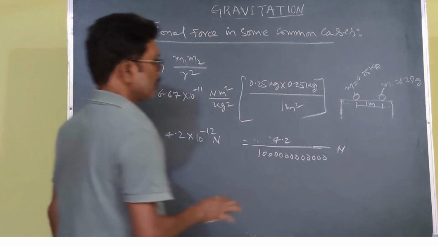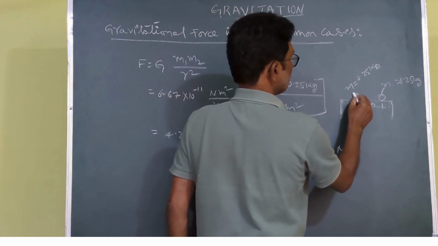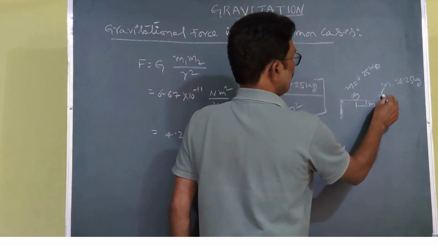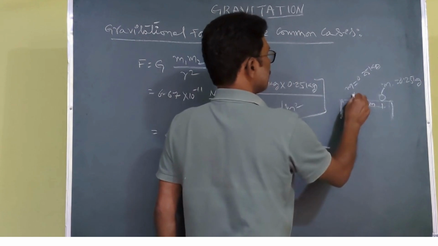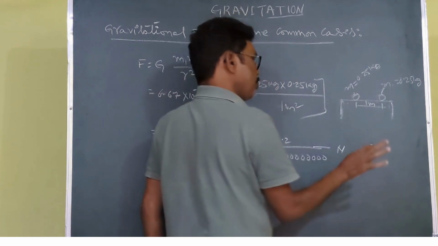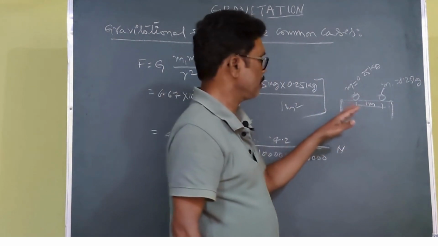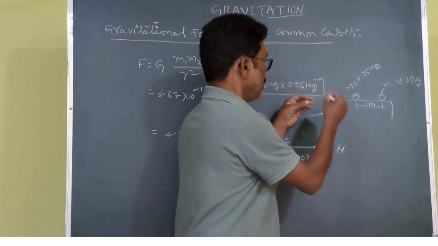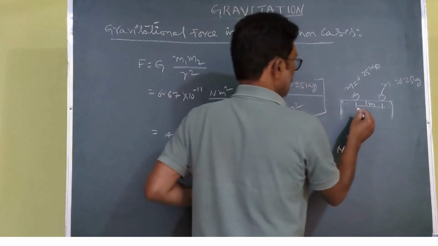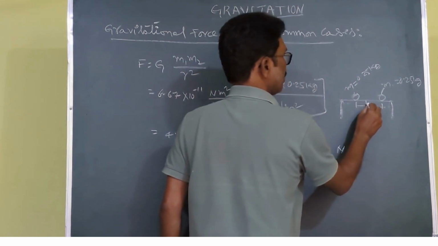So let us say this is the table, and this is one object, one cup, and another cup. The mass of each is, let us say, 0.25 kg. Obviously, as per the system, there is an attraction force between these two cups. Let us assume the distance is 1 meter.